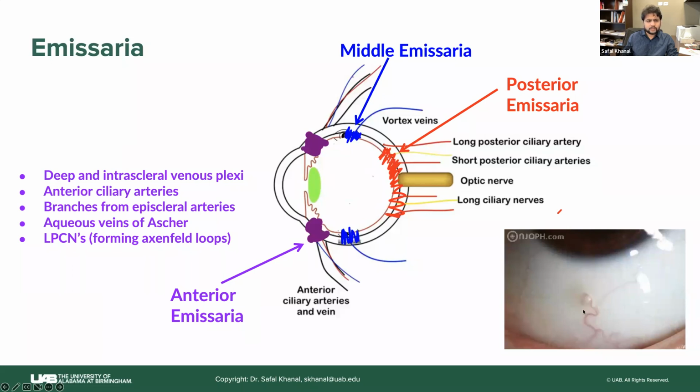And oftentimes you can also see these loops in the sclera. These are called the Axenfeld loops. This is because the long posterior ciliary nerve comes forward, enters into the sclera, makes a loop and turns around to go back. So this is formed by the long posterior ciliary nerves.